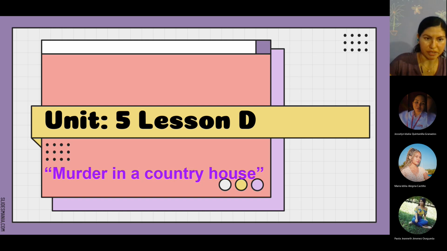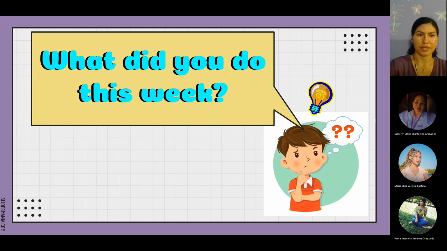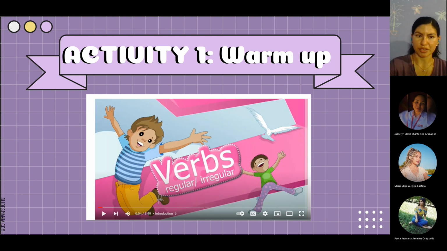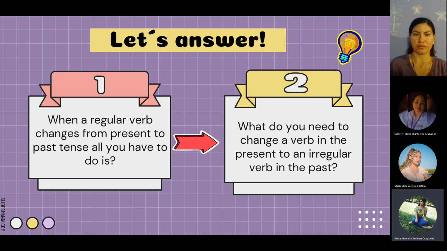Okay, can you see the presentation again? Yes, teacher. Okay. Now let's answer this question. Who wants to participate and give an opinion about the first question? May I? Go ahead. When a regular verb changes from present to past tense, all you have to do is, as the video says, at the end of the verb, you need to add D or ED. Excellent, you got it, Paola.